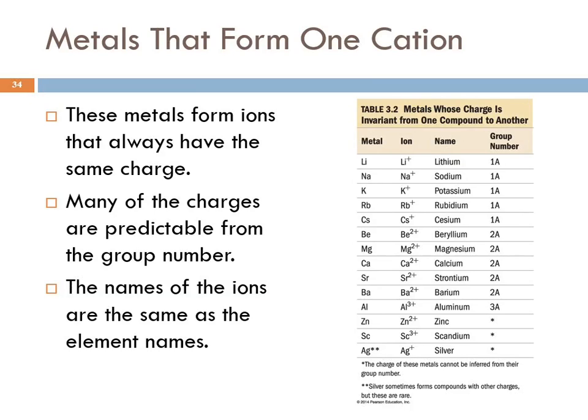The couple of exceptions here where we don't have charge being equal to group number are these three at the end: zinc, scandium, and silver. Scandium we're not going to run into very much at all, but zinc and silver are pretty important. The names for the ions are the same as the names for the elements. So this guy, Li+, the name of the element is lithium, the name of the ion is lithium. Easy.